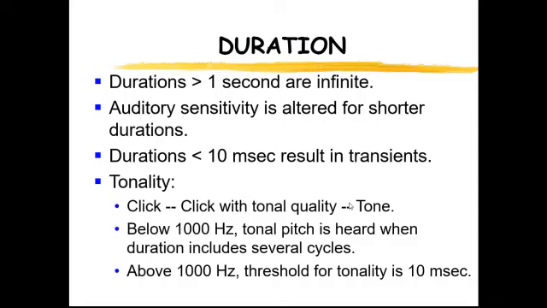Then frequency comes into play. Below 1000 hertz, a tonal pitch is heard when the duration includes several cycles of that 1000 hertz tone. Above 1000 hertz, threshold for tonality is about 10 milliseconds. So that's that golden 10 milliseconds that I talked about just a few seconds ago. Once you get above 1000 hertz, then you start to detect tonality when the duration of the stimulus is about 10 milliseconds or longer.